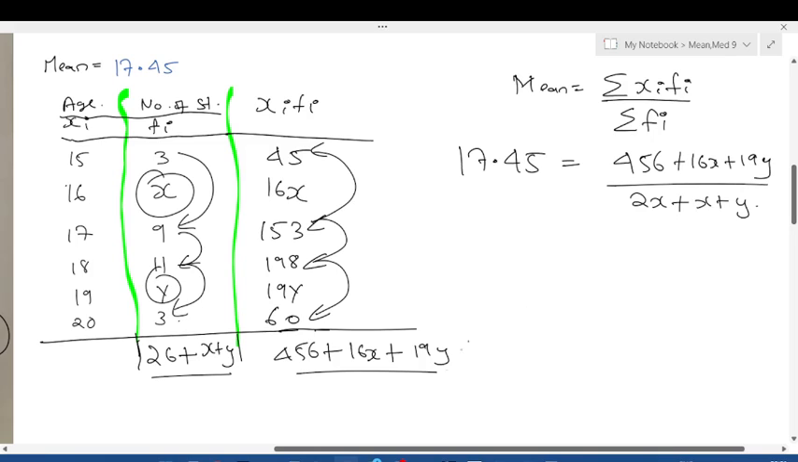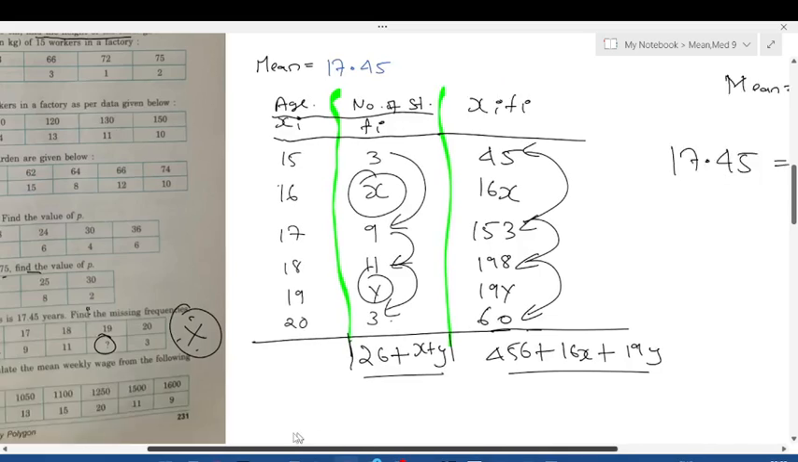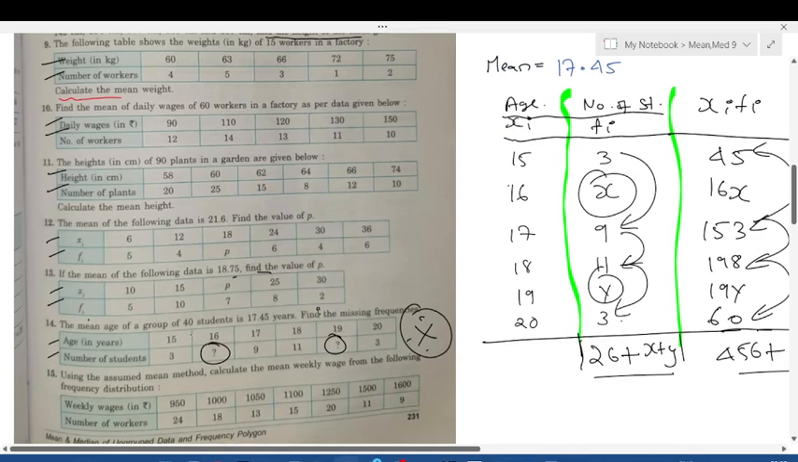Okay. Now, which one? Oh, 26. Okay. Now, look at the question. The mean age of how many students is given? Tell me, read the question. 40. So, can you see the number of students? Therefore, what will this entire value be? This entire value should be equal to 40.